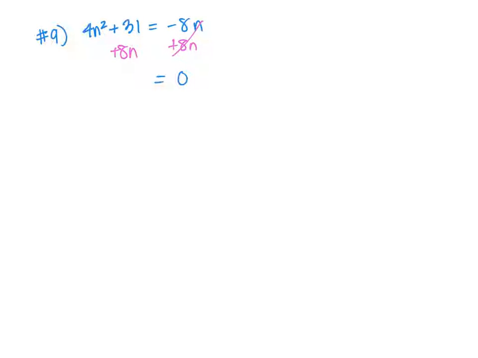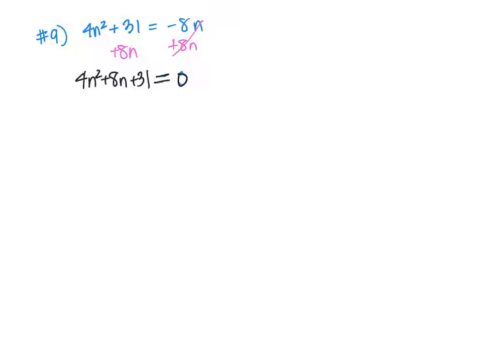And I'm going to squeeze in this 8n between here, because these are not like terms. So first off, you can't add them directly with each other. So I'm going to bring that over. Let me make this black because it's bothering me. So this is 4n squared plus 8n plus 31. All right, I got my trinomial now.